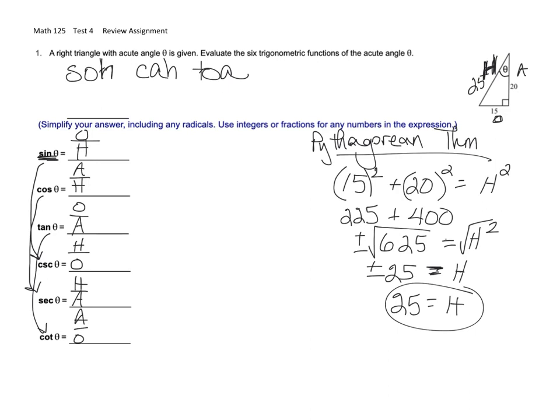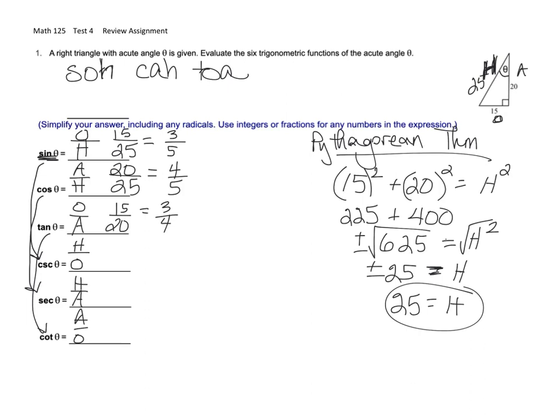So let's go over here. Sine is opposite over hypotenuse. Remember, opposite is 15. The hypotenuse is 25. We need to reduce that. We can take a 5 out of each. That would give me 3/5. Cosine is adjacent over hypotenuse. Adjacent is 20 over 25. Reduce it, taking a 5 out, 4/5. Tangent is opposite over adjacent, which is 3/4.